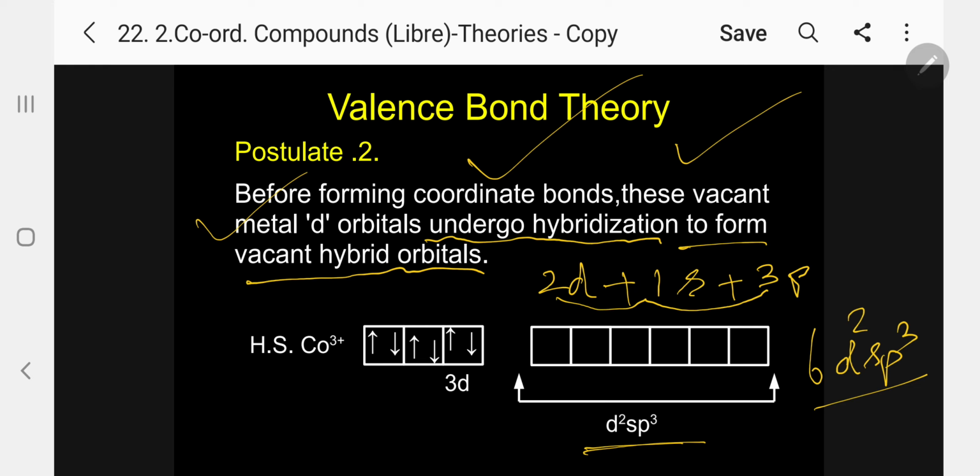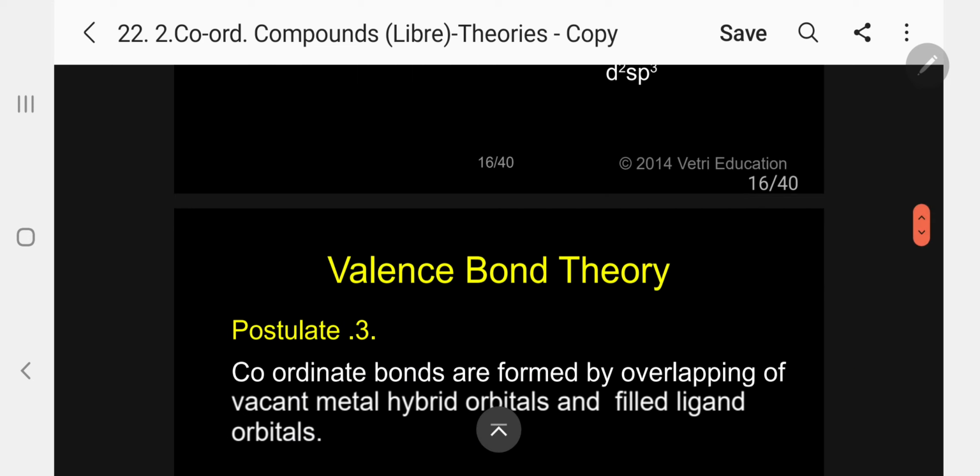Hybridization means normally we have to think that it should be slightly lower, more stable than the ordinary orbital. So slightly lower should be written, you just remember here. So according to postulate 2, before forming coordinate bonds, these vacant metal d orbitals undergo hybridization, here d2sp3, to form vacant hybrid orbitals.